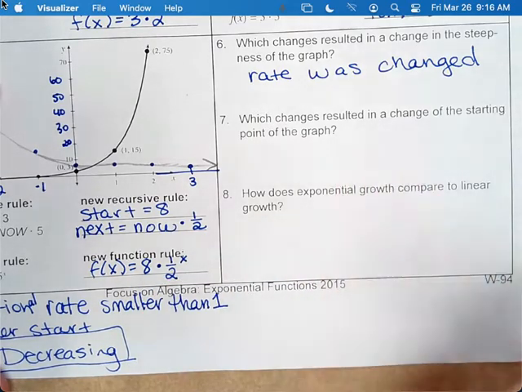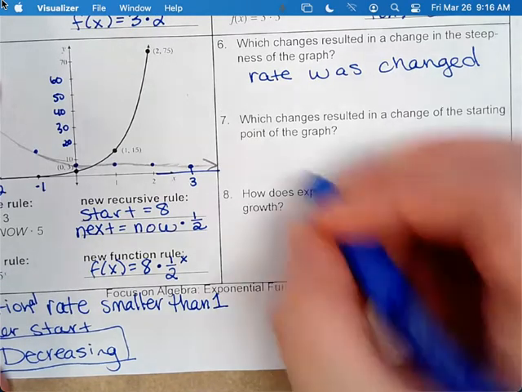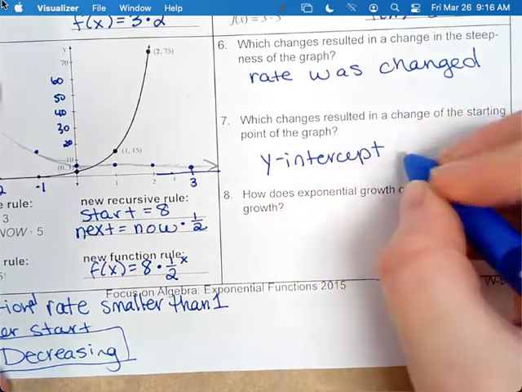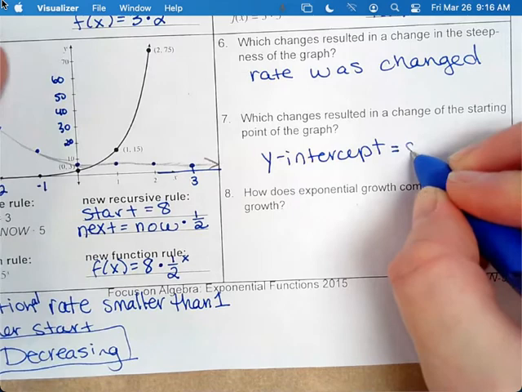What changes resulted in change of the starting point in the graph? Y-intercept. Which is also called what in our recursive rule? Yeah, start value.